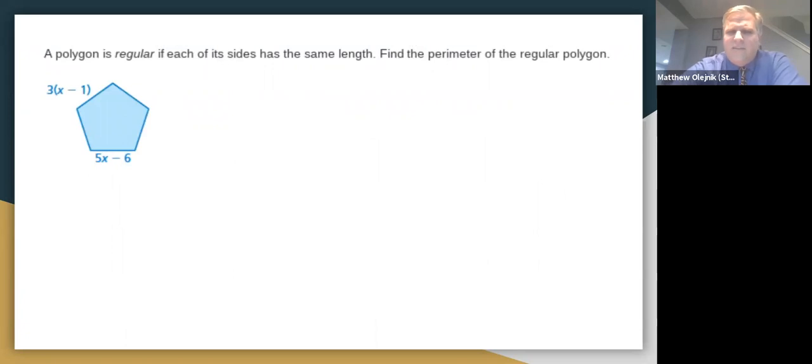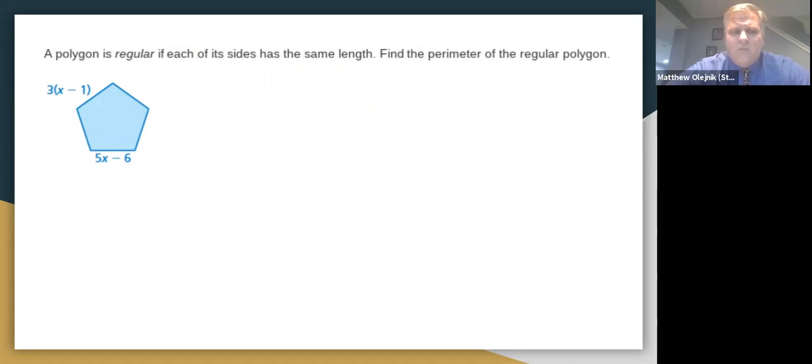All right, I added this one. I found this from the Big Ideas, and it reads, a polygon is regular if each of the sides is the same length. In math, we say that they are congruent. Find the perimeter of this regular polygon. So we know it's a perfect polygon here. It's symmetrical. Each side is the same length or congruent.